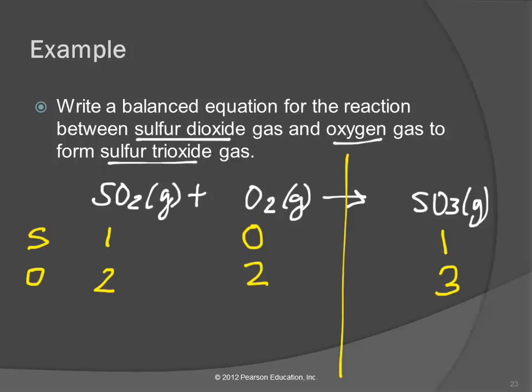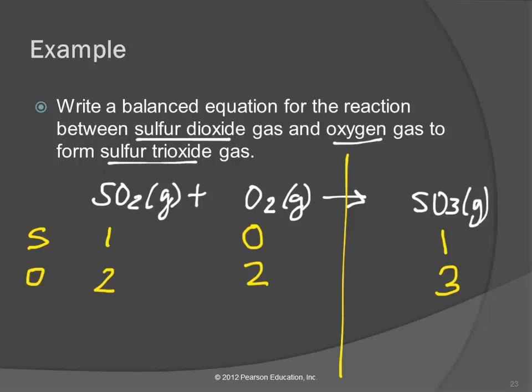So let's start with the sulfur. We have 1 sulfur on the left and 1 sulfur on the right. So that one's balanced. Then we move on to the oxygen. How many oxygen atoms are on the left side? 4. 2 plus 2. And on the right side we have 3. That's not the same. Okay?